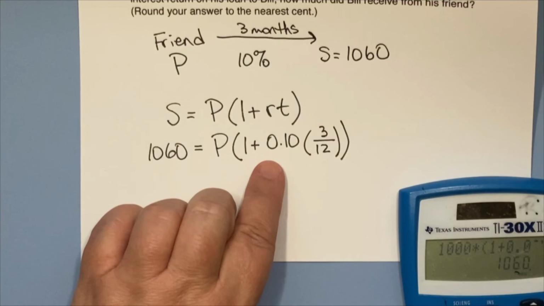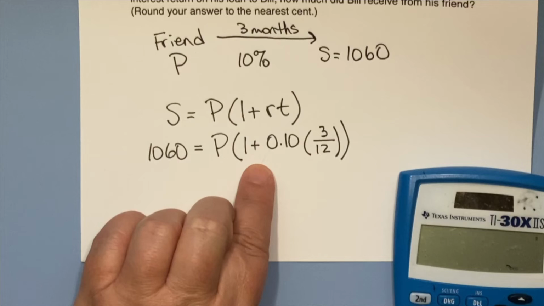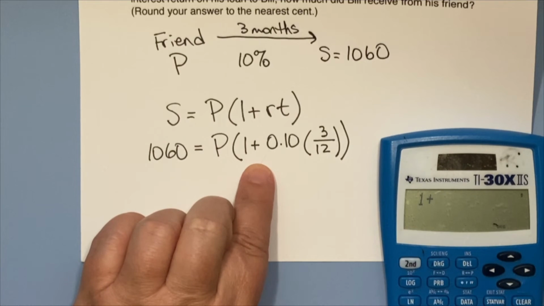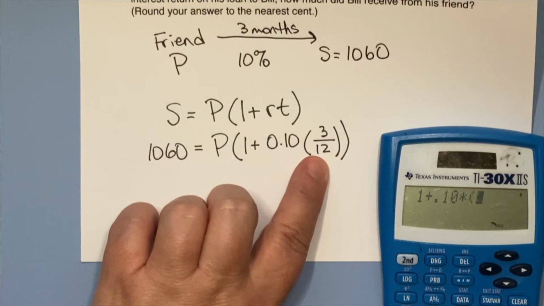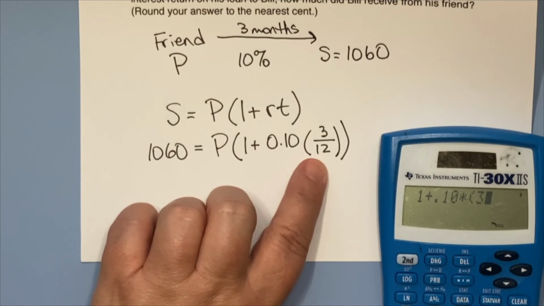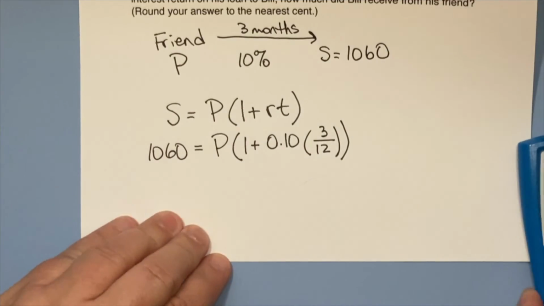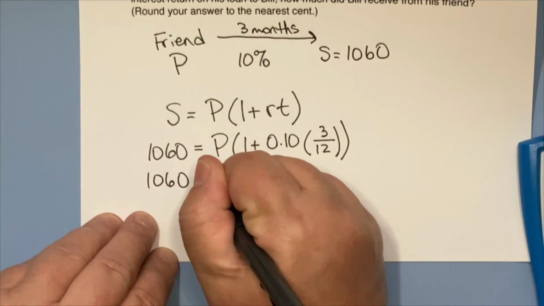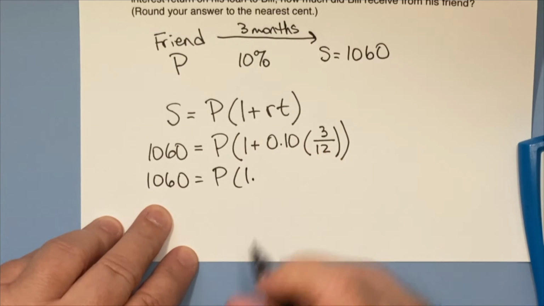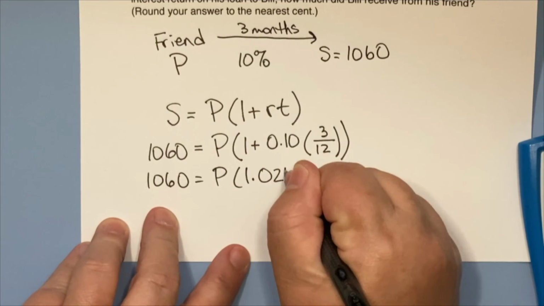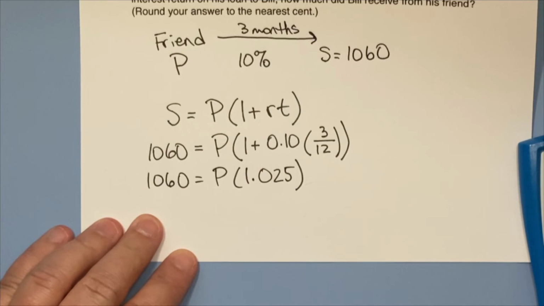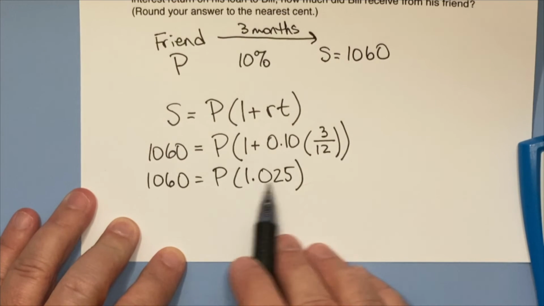So if we calculate just inside here, we get 1 plus 0.10 times, and again, I'll use the parentheses to go ahead and include the fraction, 3 divided by 12. If you have a fraction key on your calculator, you could use that as well. And then I hit enter, and I get 1.025. So I've got 1060 equals P times 1.025. And then to solve for P, I divide both sides by 1.025.